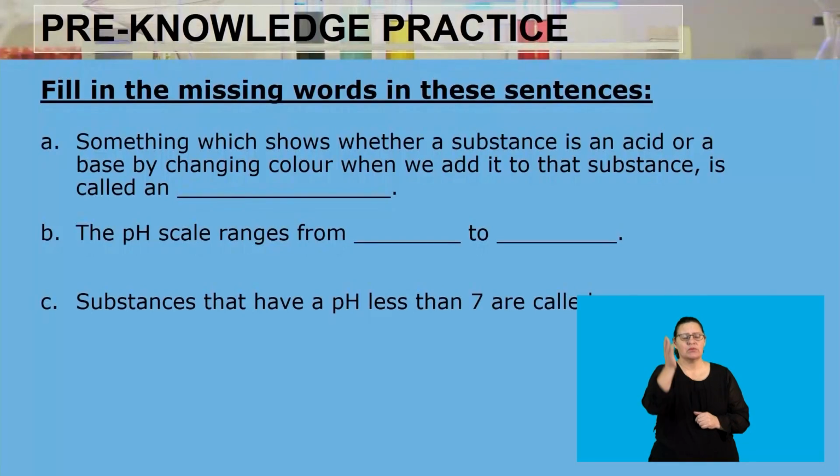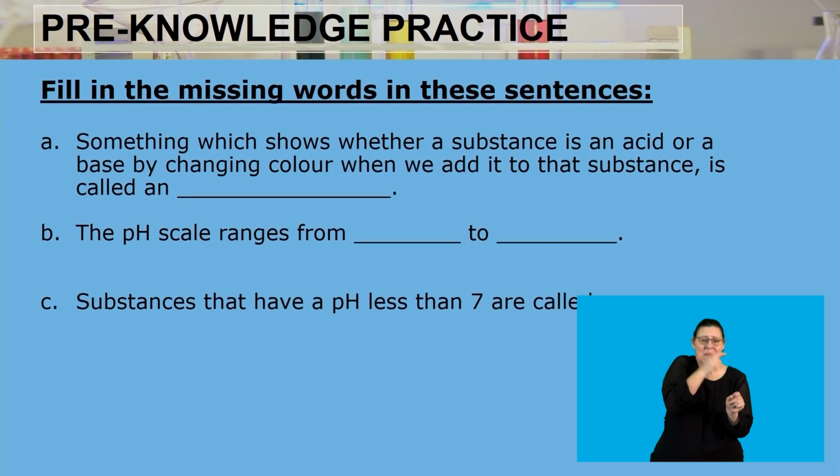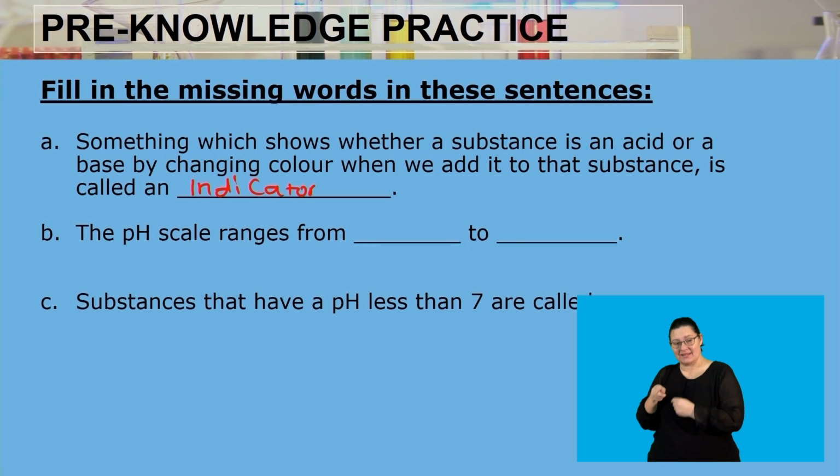So before the break, we had questions that we're supposed to answer. So here are the questions again. We need to fill in the missing words in these sentences. The first question says, something which shows whether a substance is an acid or a base by changing color when we add it to that substance is called an... So we do know that indicators change color when we add them to either a basic substance or an acidic substance. So it's called an indicator.